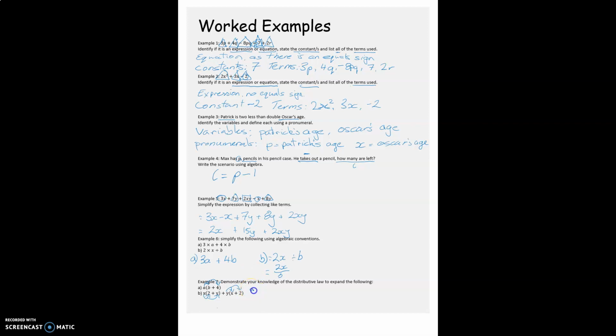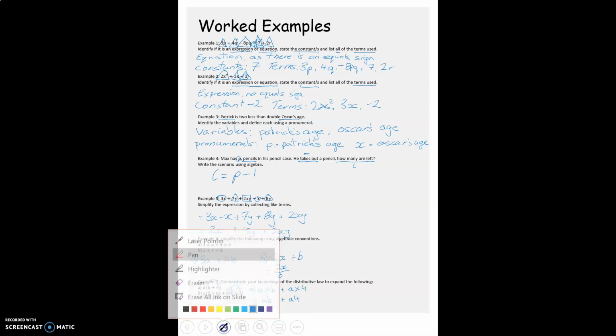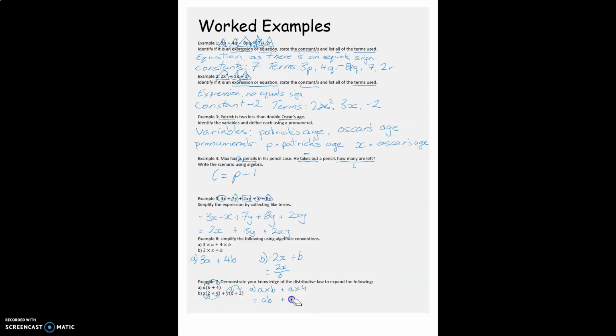So starting with A, we notice that we will have A times B plus A times 4. Start using algebraic convention here, so we get rid of the times symbol, so we have AB plus A4, and we don't write it that way, so we can go back and make it 4 lots of A.